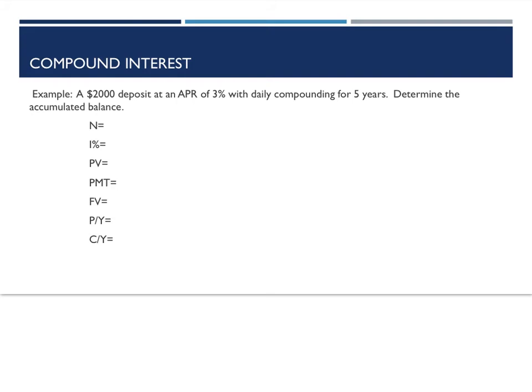What changes when we have daily compounding? Daily is 365 times a year because there's 365 days in a year. $2,000 invested. Daily compounding of 3%.